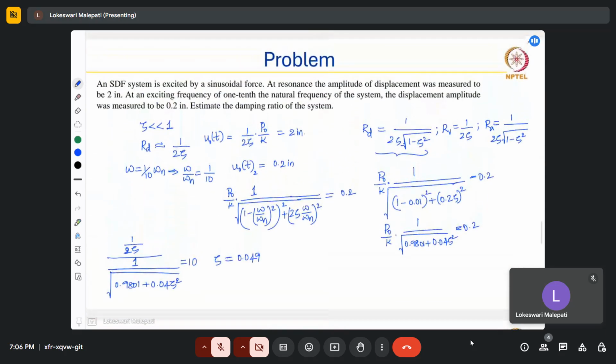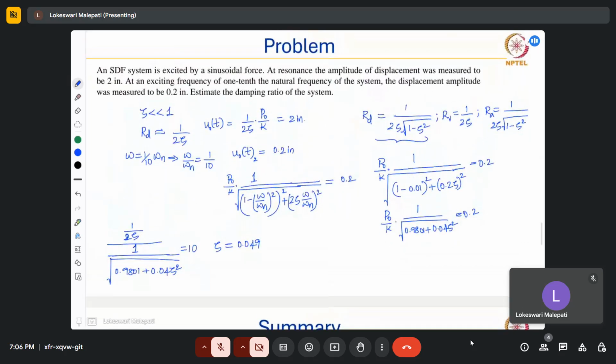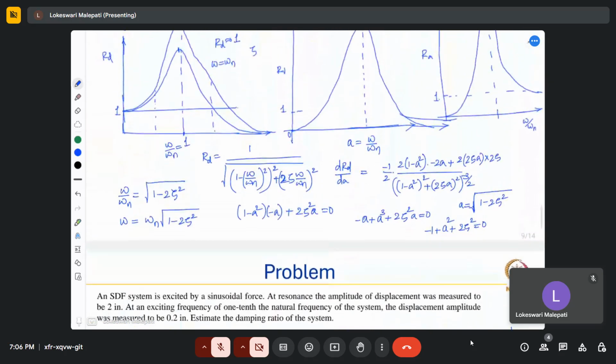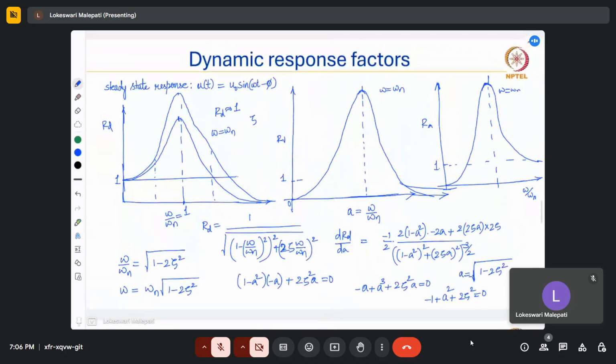And another thing to understand is that these response factors are dependent on both frequency ratio as well as the damping ratios. So whenever the damping is very small, the response factor will become very high.